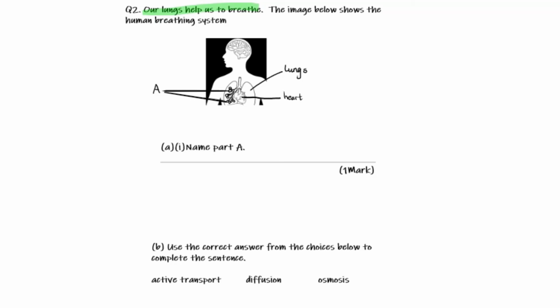Question 2, our lungs help us breathe. The image below shows the human breathing system. Name part A, worth 1 mark. We have where it's showing the lungs, the heart, but we know we have to look at the human breathing system, so that would involve the lungs. We have to look at the structures inside of the lungs. Gas exchange happens inside of the lungs in special structures called alveoli. We can also say air sacs.